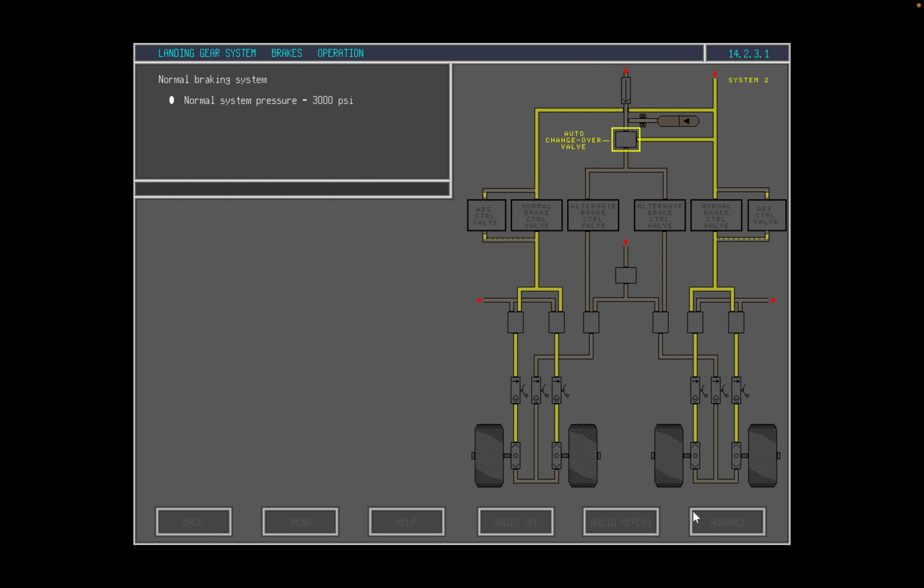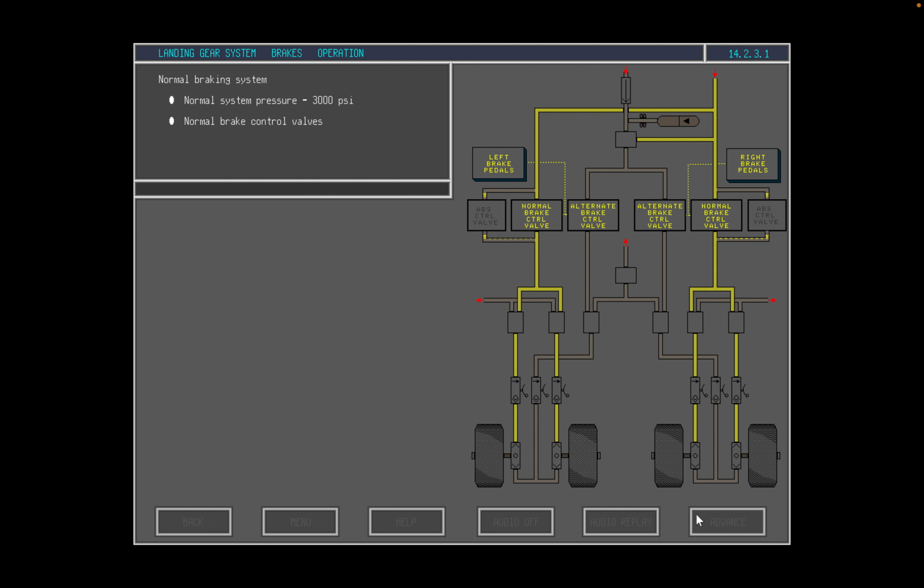We shall begin our discussion of operations by looking at the normal system. The pressure of the normal system is 3000 psi. At this pressure, the auto changeover valve ensures that the normal brakes are in operation and receive hydraulic power from the number 2 system. Depressing the brake pedals will then operate the normal and alternate brake control valves, but pressure will only be felt at the normal control valves.